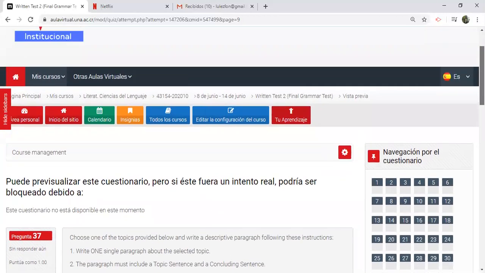So depending on the topic that you choose, that's what you are going to write about, but only one single paragraph. Again, read these instructions for the composition very carefully before writing your composition. Okay, so I hope everything is clear and good luck.